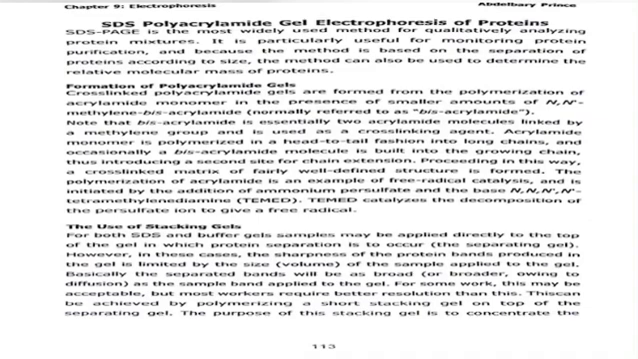agent. Acrylamide monomer is polymerized in a head-to-tail fashion into long chains, and occasionally a bisacrylamide molecule is built into the growing chain, thus introducing a second site for a chain extension. Proceeding in this way, a cross-linked matrix of fairly well-defined structure is formed.